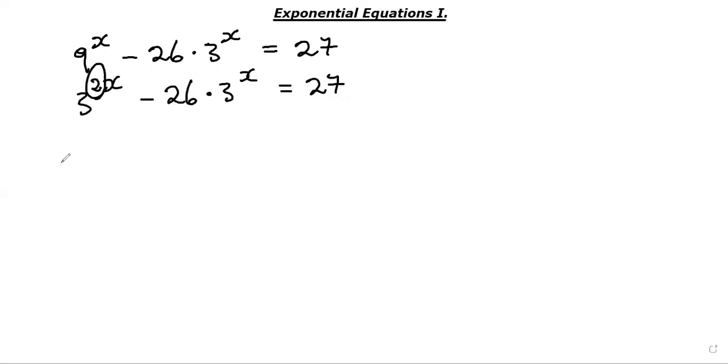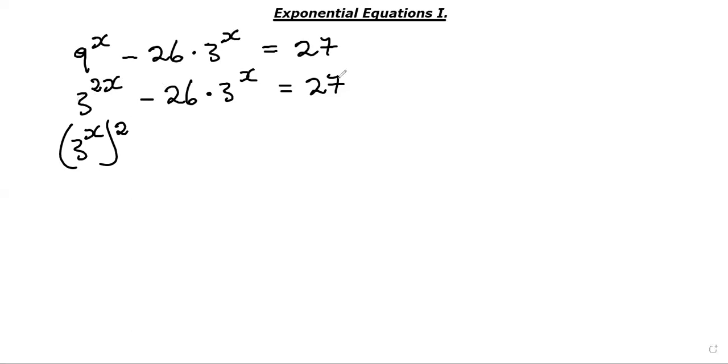Here you realize the coefficient of x is 2, but here the coefficient of x is 1, and the third term does not have a variable x. It's just a constant. So every time you see this situation, you must know that you are dealing with a quadratic equation. But in order for you to see it clearly, instead of writing 3 to the 2x, I'm going to write it as 3 to the x, which is all squared.